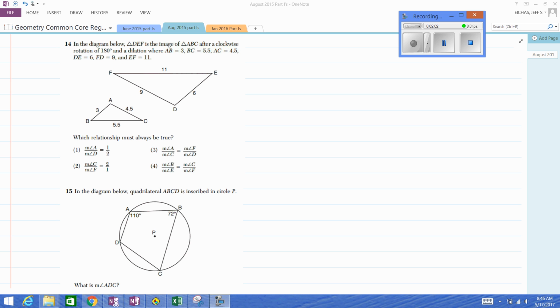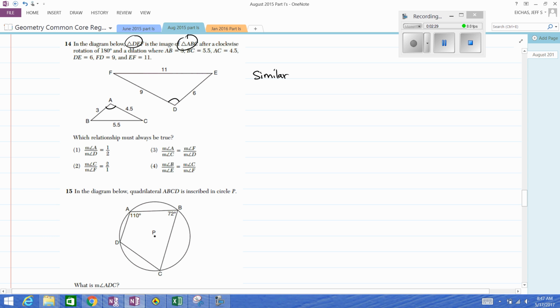Okay, number 14, let's see. This is a clockwise rotation, then a dilation. So we know the figures are similar just because similarity transformations were performed. So we know that angle D is congruent to angle A by this similarity statement, or at least the image. E is going to be corresponding to B. Let's take a look at these.